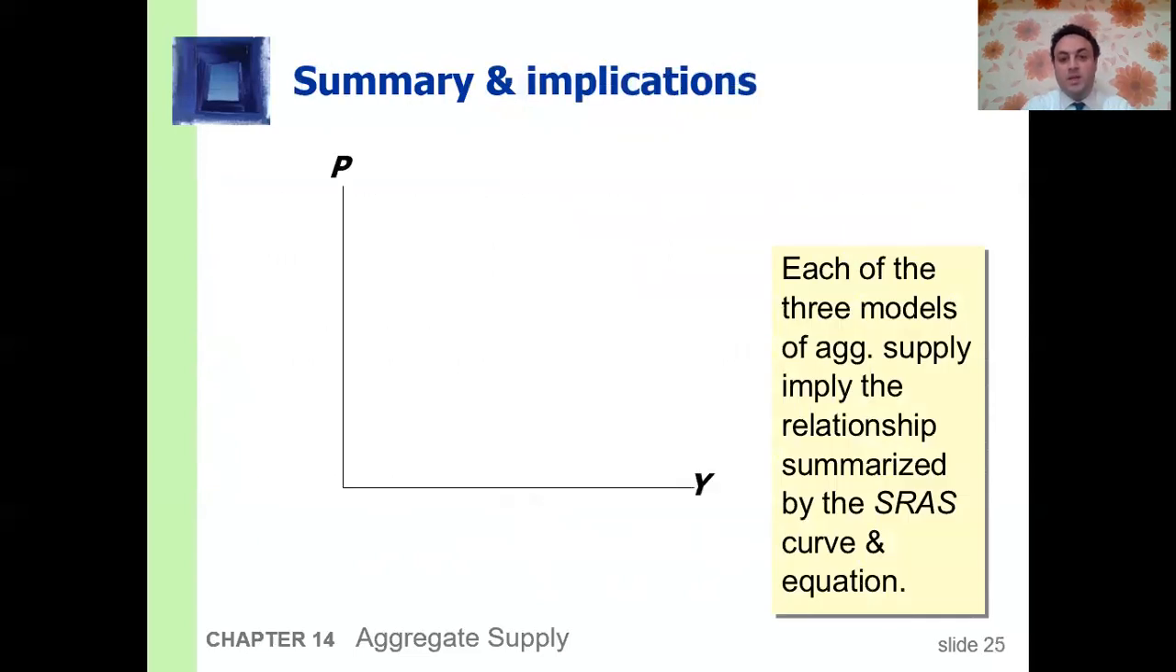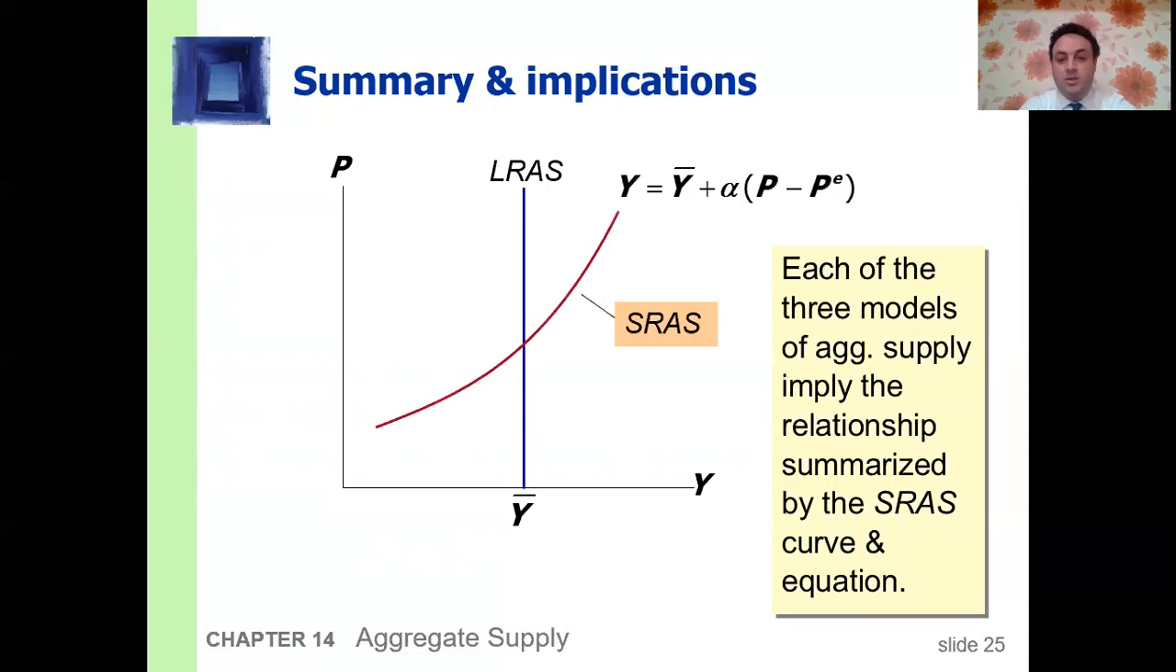So the summary and implication of these models: each of the three models of aggregate supply implies the relationship summarized by the short-run aggregate supply curve and equation. As you can see here, the long-run aggregate supply is the vertical curve, where the output is constant, and in the short run, you can see it is changeable according to the price level.